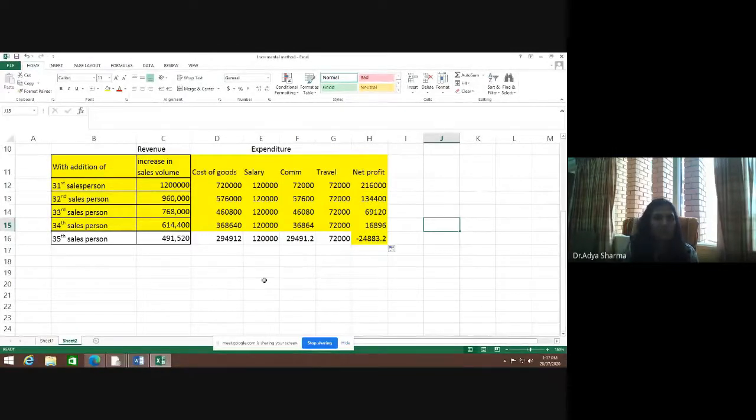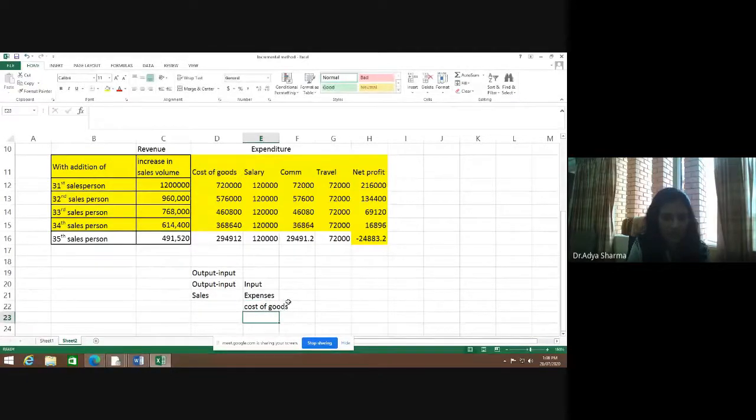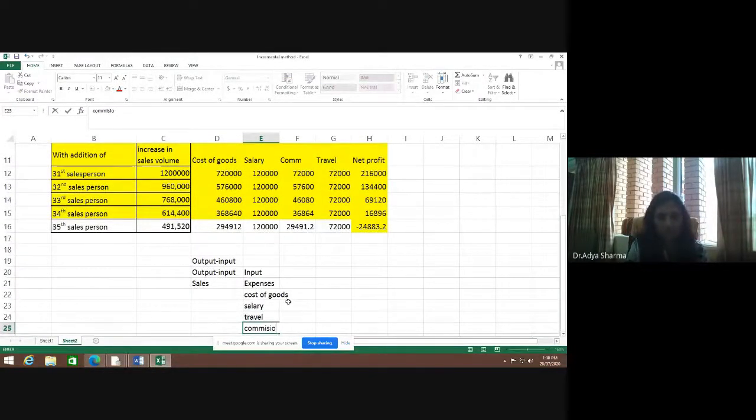I took the column of gross margin to help you people understand. You need not make the column of gross margin at all. There's no need, because all I need to see is output minus input. What is the output? Output is the sales. What is the input? Input is all expenses. If you further want to break it down, what are those expenses? Those expenses are cost of goods, salary, travel, commission. Okay?